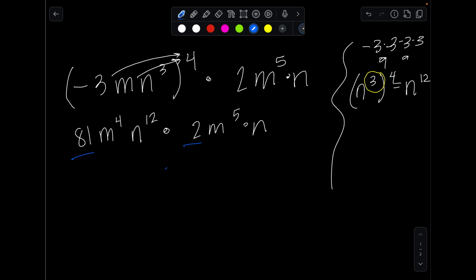81 times 2. All the stuff is being timesed. There are these invisible timesings that you can't see, but they're there, okay? There's no plus sign, so the default is timesing. All right, 81 times 2 is 162. Is that true? I think so.